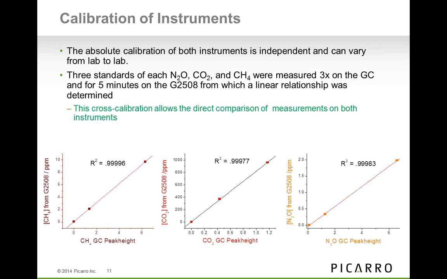And then we do that with all 9 samples and fit a linear relationship between what we measure on the G2508 and what we measure on the GC. We actually get really strong linearity between the 2 analyzers, which is very important, and the R-squared values are close to 1.